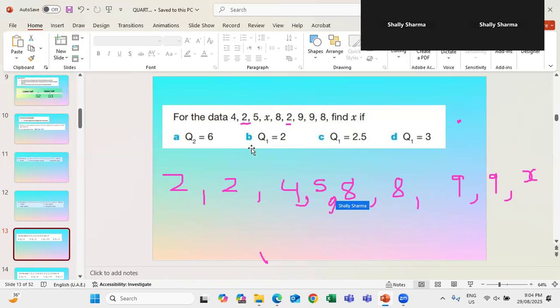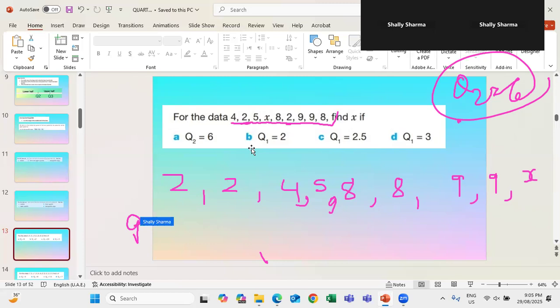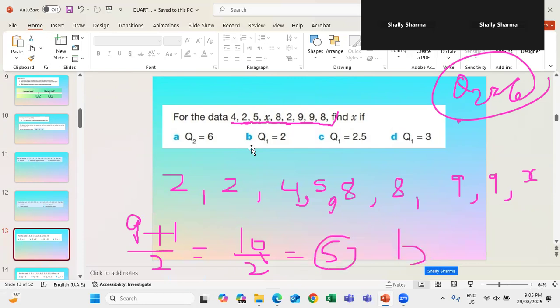Now what they say is Q2 is 6. Q2 means the median. So how many values are there? 9, which is an odd number. So 9 plus 1 divided by 2, that is 10 divided by 2, which is 5. So the fifth value will be the median.